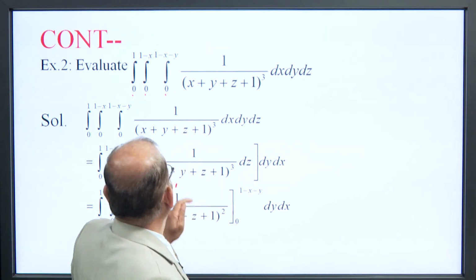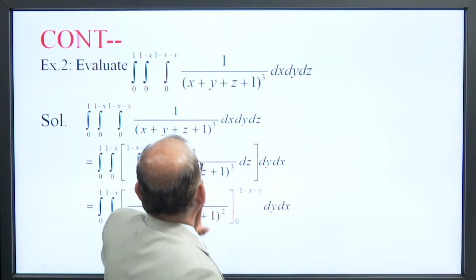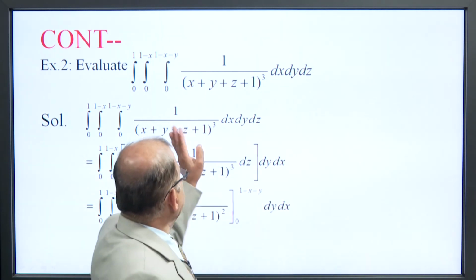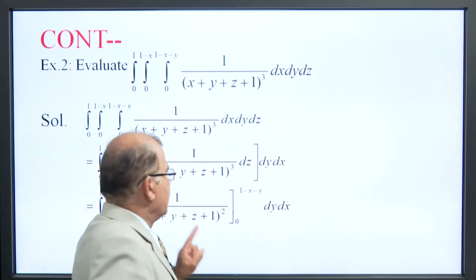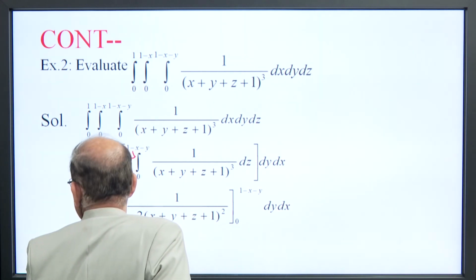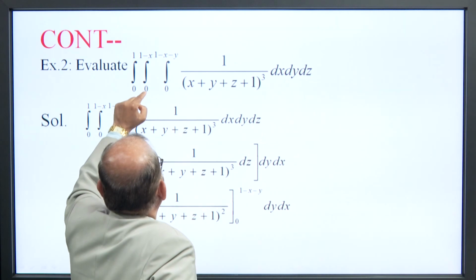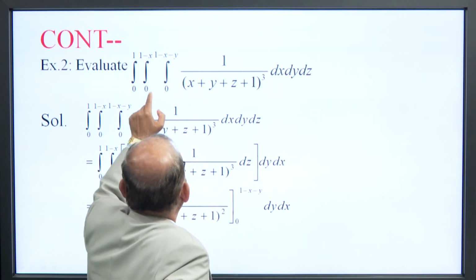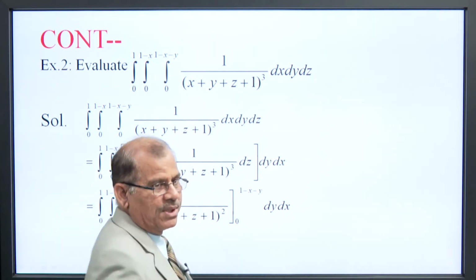Example 2, evaluate this. Limit is given, we directly integrate. In case of a triple integral, first we integrate with respect to z, since it contains z, it is 0 to 1 minus x minus y, it is 0 to 1 minus x, and it is 0 to 1. It contains x and y, means it is the limit of z. It contains 1 minus x, means it is the limit of y, and it is constant, means at last it is the limit of x.